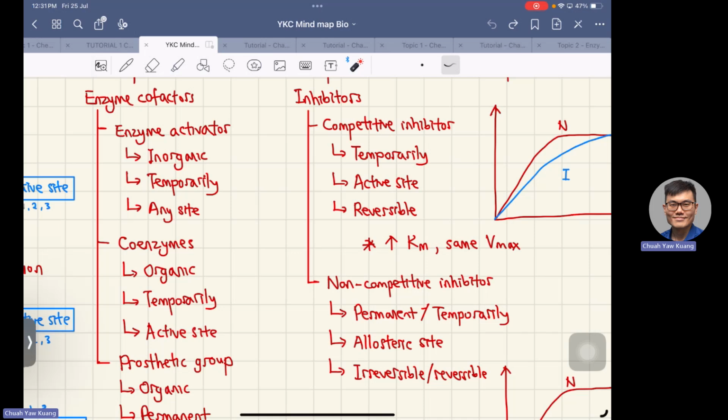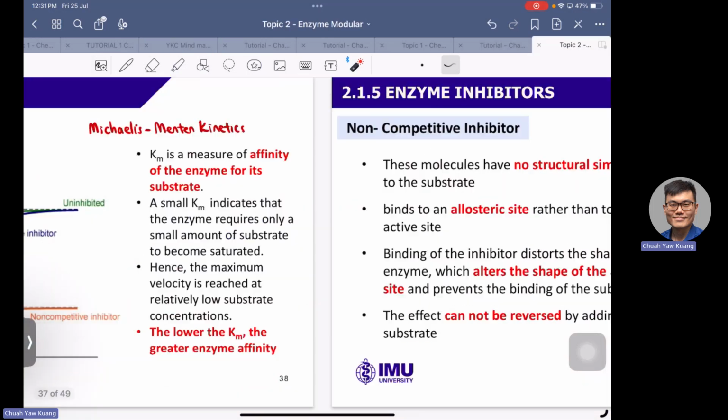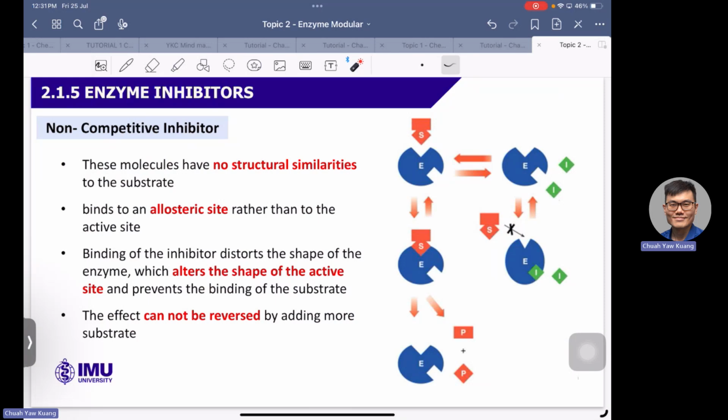Then next, we look at the non-competitive inhibitor. The non-competitive inhibitor is not like the competitive inhibitor. Non-competitive means that they don't compete at all. They don't have structural similarity. They are not the same as the substrate. They don't bind to the active site. They will bind to the allosteric site.